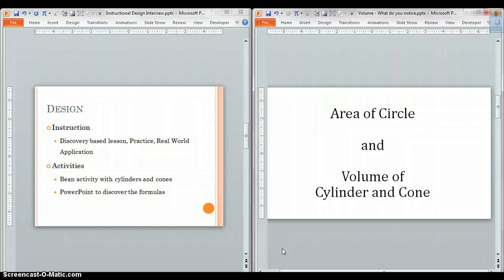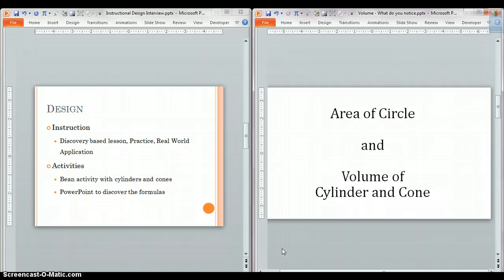The way that I came up with this is that I wanted the students to be able to see that the area of the circle is used to help find the volume of the cylinder and the cone. Now, we haven't talked about spheres yet. We'll get to that in a minute. But I wanted them to be able to see this relationship.